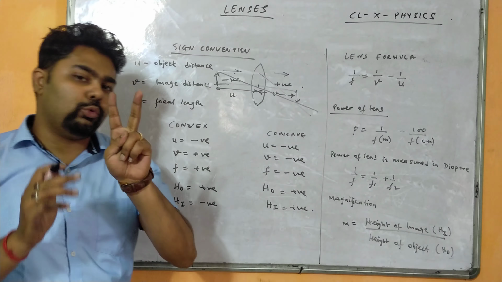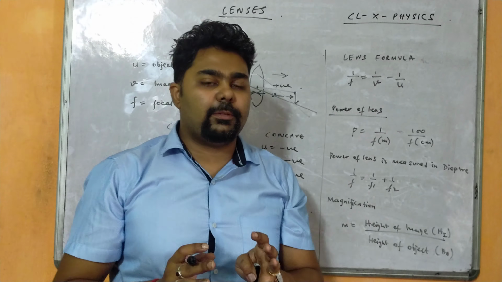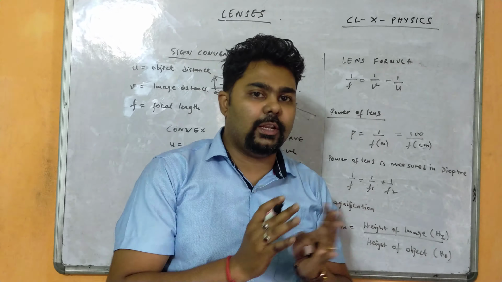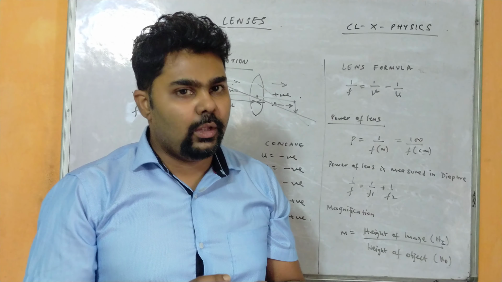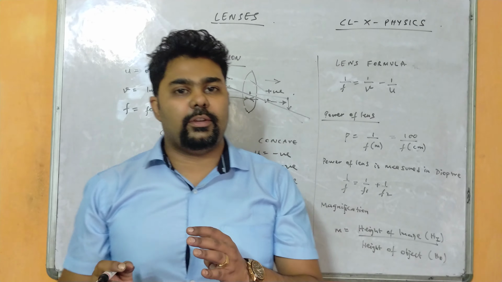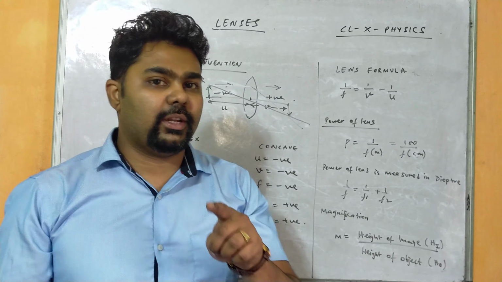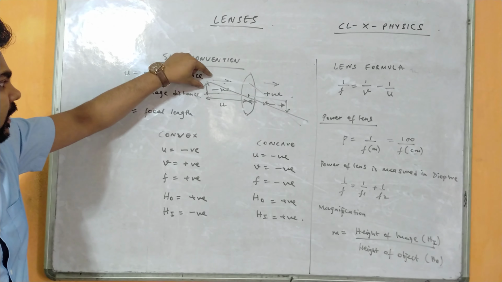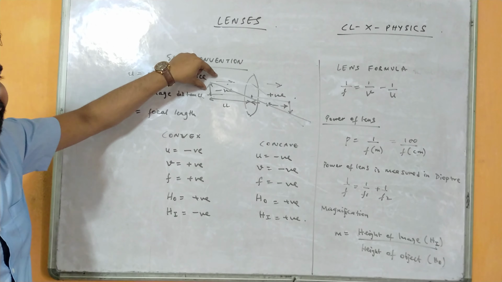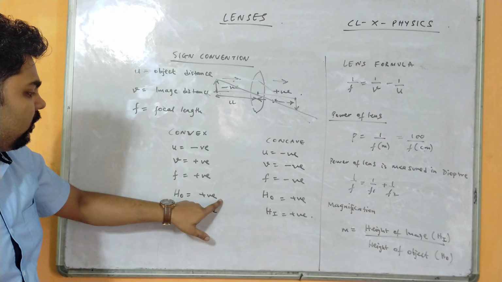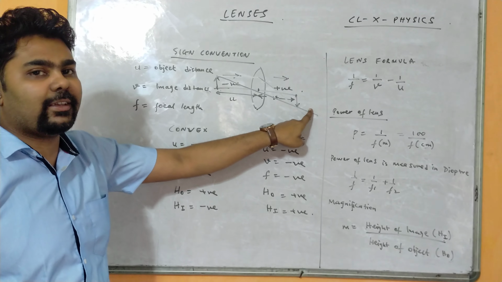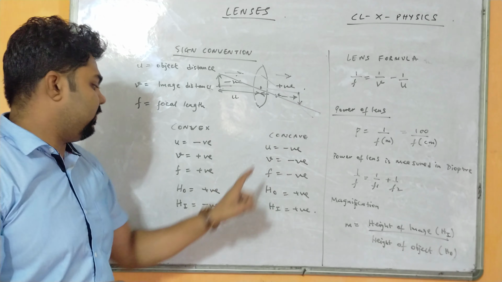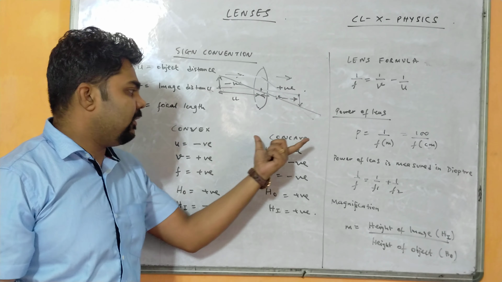So two things I have said here. First, when an object is placed on the left hand side of the lens, the distance is considered to be negative, and when it forms an image on the right hand side, it is said to be positive on the right hand side and negative on the left hand side. Similarly, when the object height is in an upward direction, that is erect, it is considered to be positive. When it forms an image here on the right hand side in an inverted direction, it is considered to be negative. Now let's see for concave.